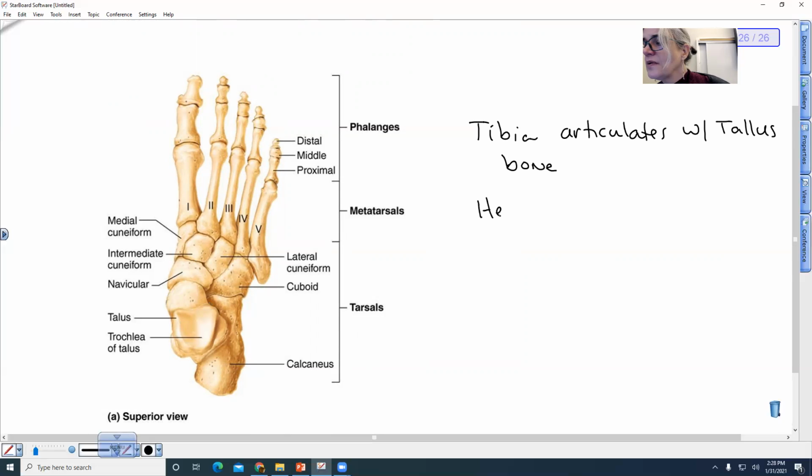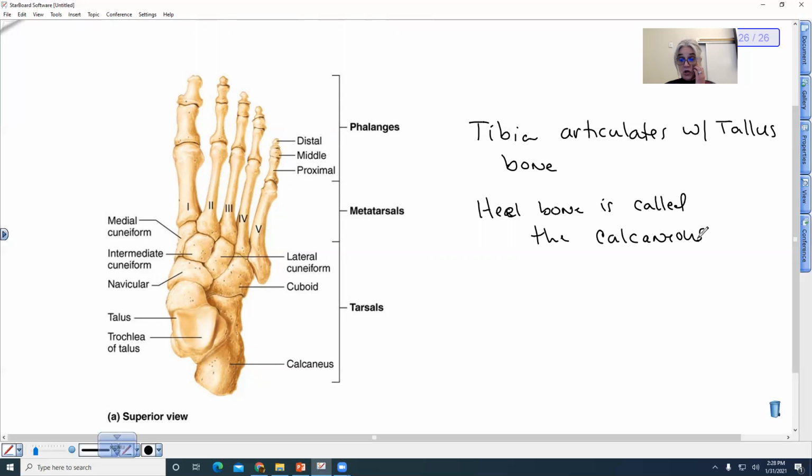So the heel bone, and that would be heel bone, 2 E's. The heel bone is called the calcaneus.